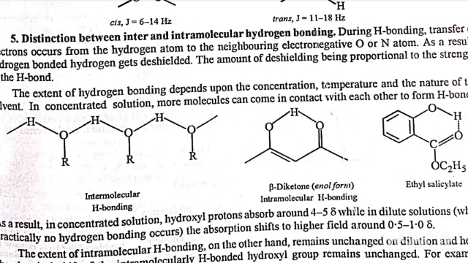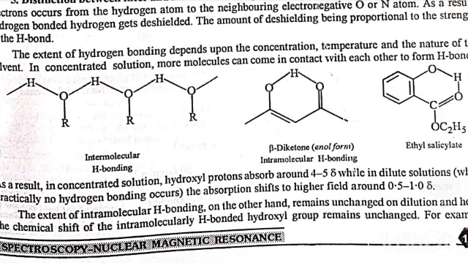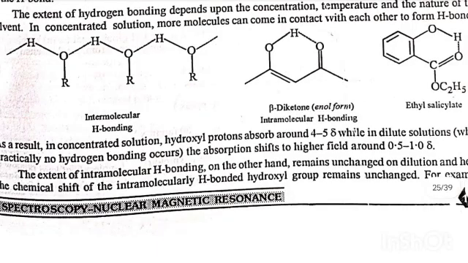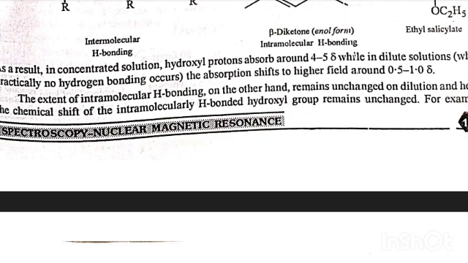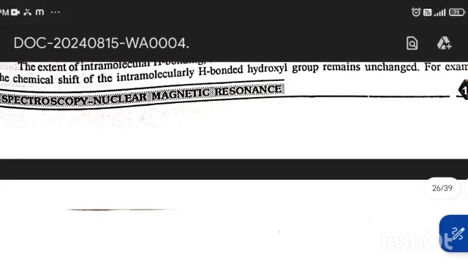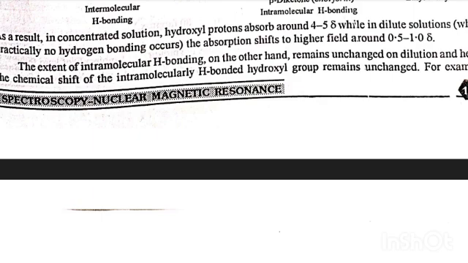During hydrogen bonding, transfer of electrons occurs from the hydrogen atoms to the neighboring electronegative oxygen or nitrogen atom. As a result, hydrogen bonded hydrogen gets deshielded, the amount of deshielding being proportional to the strength of the hydrogen bond. The extent of hydrogen bonding depends upon the concentration, temperature, and the nature of the solvent. In concentrated solution, more molecules can come in contact with each other to form hydrogen bonds. As a result, in concentrated solution, hydroxyl protons absorb around 4 to 5 delta, while in dilute solutions, the absorption shifts to higher field, around 0.5 to 1 delta.